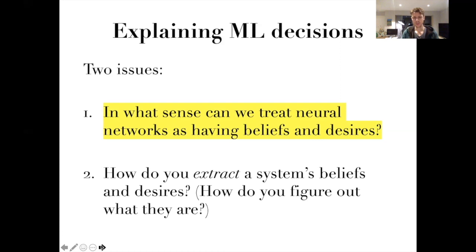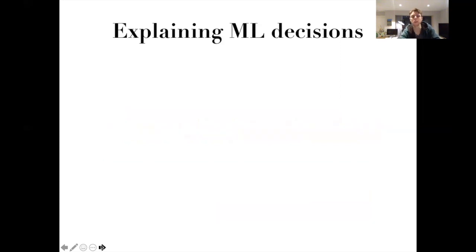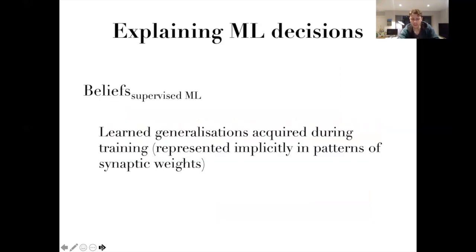On the second issue, how do you extract beliefs? This is a more technical question than a purely philosophical question. But there is a philosophical component to it. And the philosophical component of this question is, what is being extracted? What are the beliefs of a neural network? Well, at least for supervised machine learning systems, the beliefs amount to things like its learned generalizations acquired during training, and these are represented implicitly in patterns of synaptic weights.